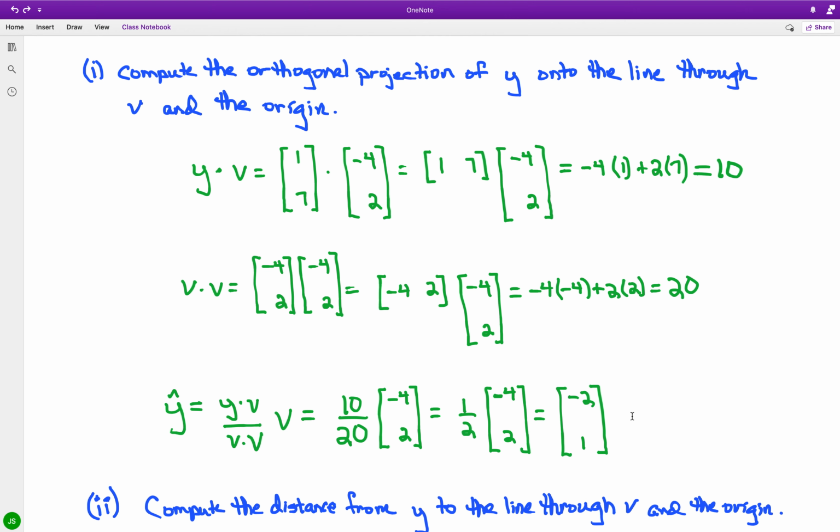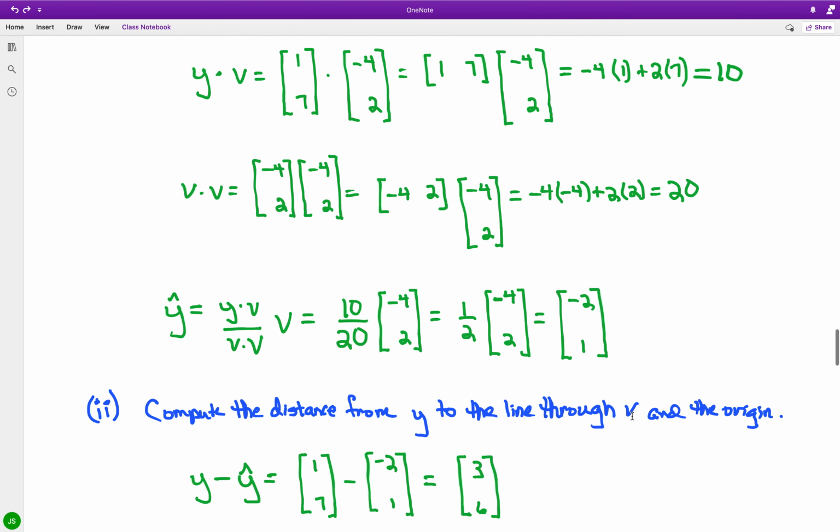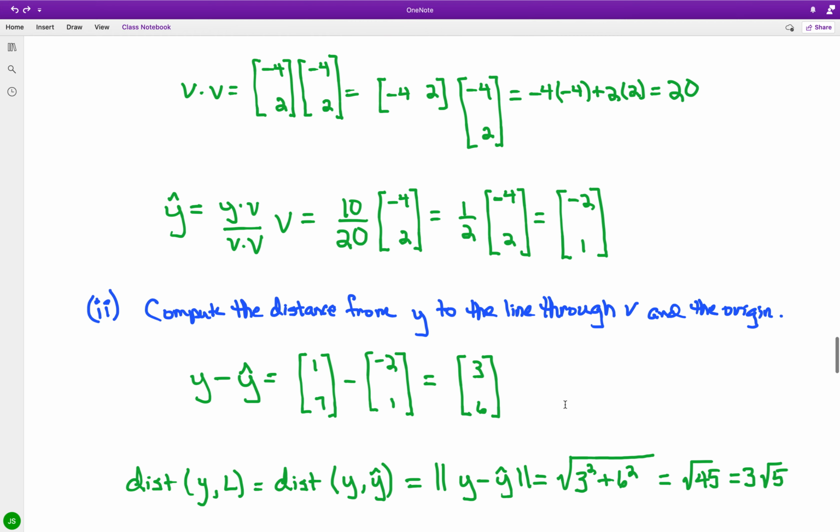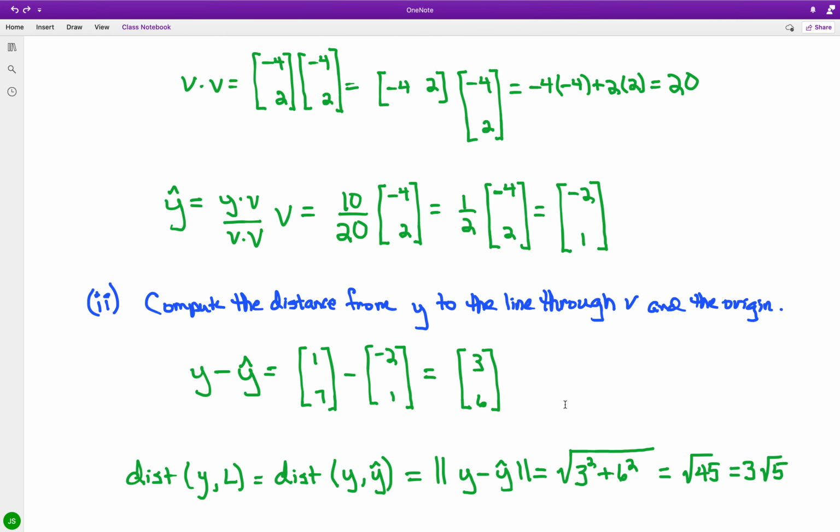With the projection now determined, we are asked to compute the distance from y to the line through v and the origin. For the difference between y and the projection, you have 1, 7 minus negative 2, 1, which is 3, 6. For the distance, we look at the magnitude: taking the squares of 3 and 6 and summing, 9 plus 36 is 45, and the distance will be the square root of 45, which can be simplified to 3 times the square root of 5.